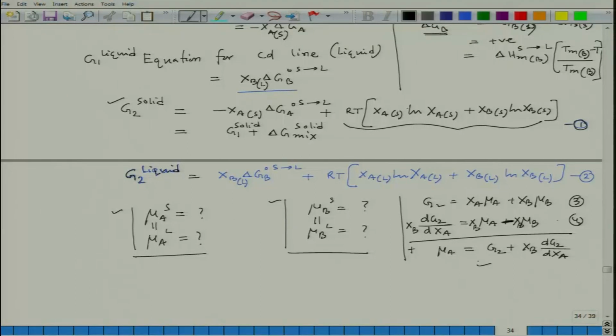And also we have seen that in order to find mu A for a solution, I can make use of this equation. Of course, we can also develop equation how to find the chemical potential of B, and let us start that part.